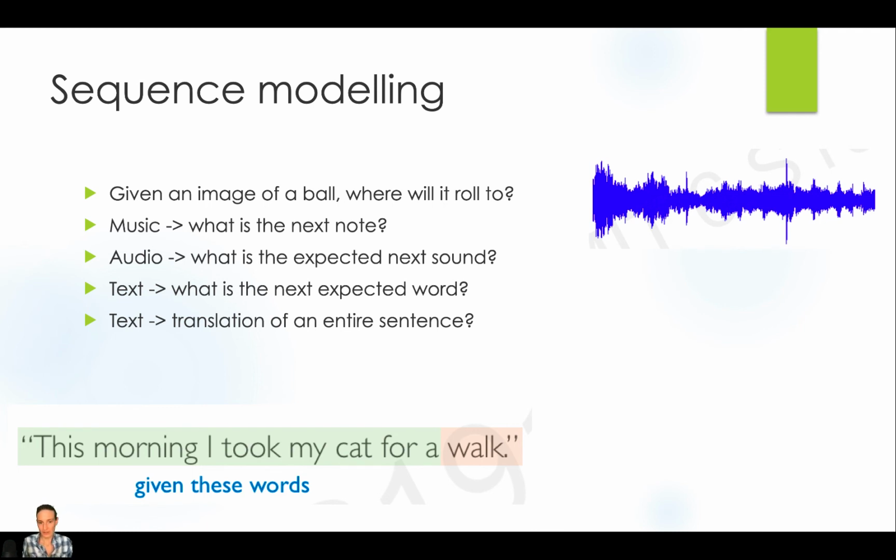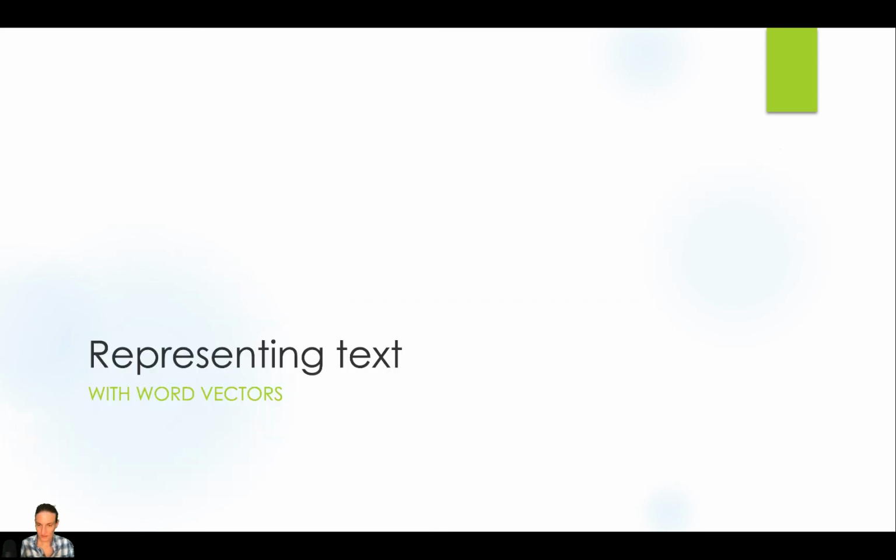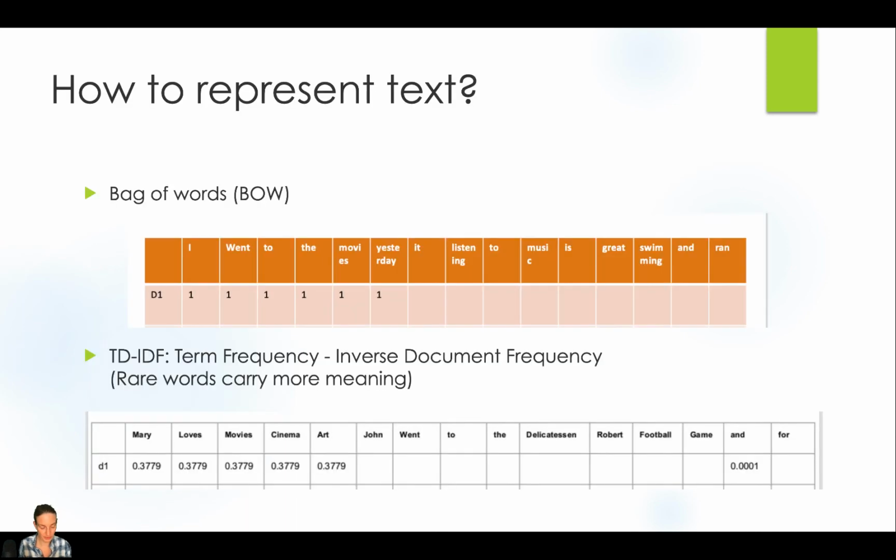Other examples of sequence data are sentences. This morning I took my cat for a walk. So given a sentence, how can we represent text? I'm going to be talking to you very briefly about word vectors, or word embeddings, which is a very popular technique in NLP these days.